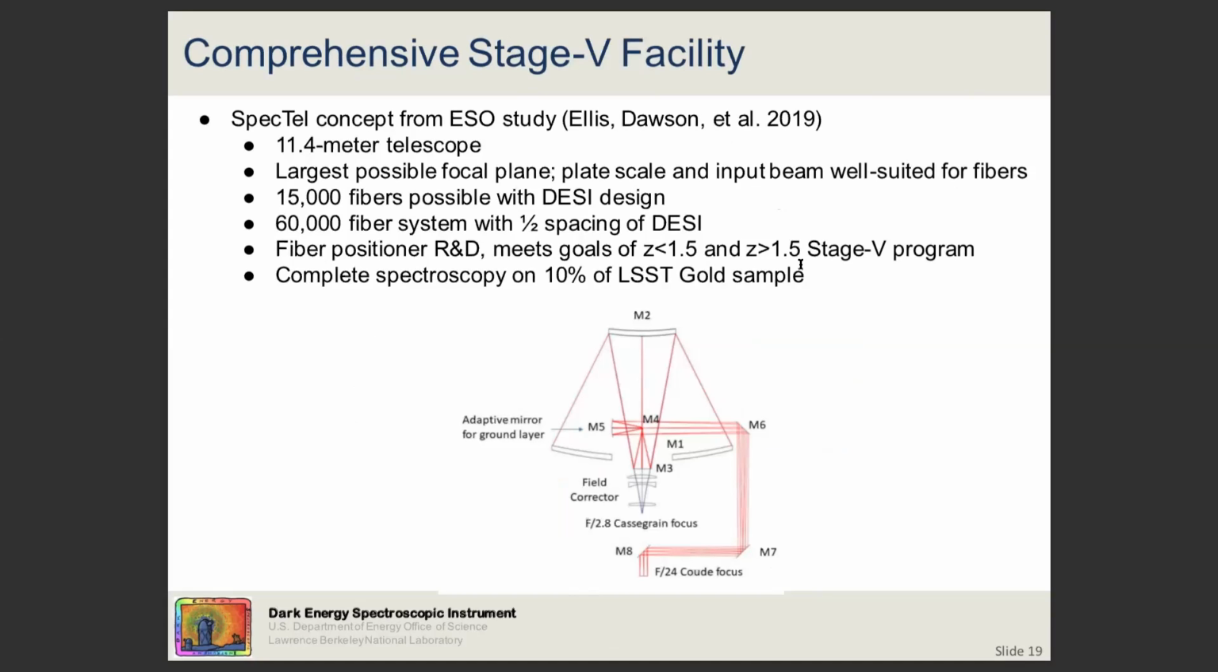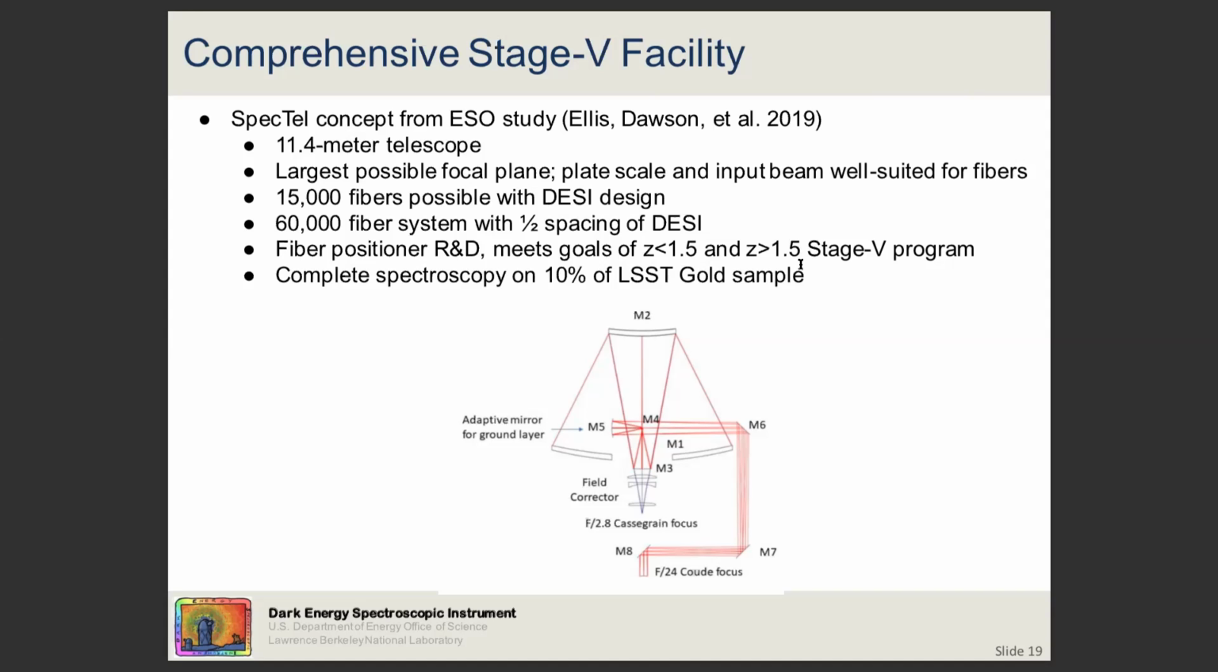So a facility concept does exist that is capable of achieving that more ambitious goal. This is a white paper we submitted to the decadal survey. It's also, more importantly, a funded ESO study that came out several years ago. The idea is an 11 meter telescope, and everything in the design is optimized for multiplexing power. So you basically put a boundary condition on the facility where you have to have a plate scale and a telescope diameter that's optimized for fibers. You have a focal plane that's optimized for placing fibers.